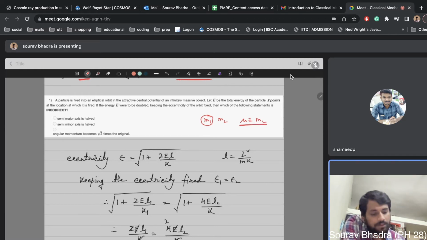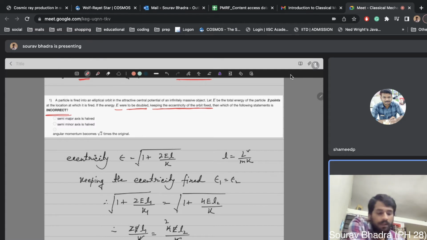Now let E be the total energy of the particle at the location at which it is fired. If the energy E were to be doubled, keeping the eccentricity fixed, this part is important. So E has been doubled, but you are bound to keep the eccentricity of the orbit fixed. This is the given condition in the question. Then which of the following statements is incorrect? Okay, so we will find it.